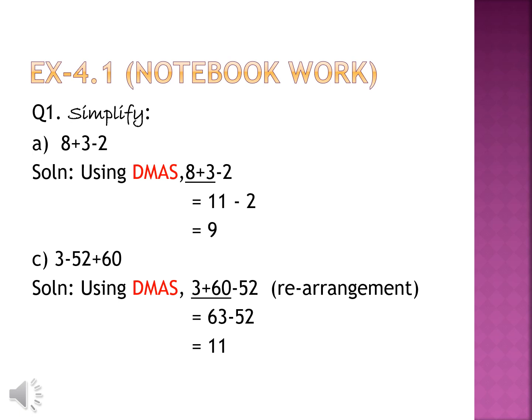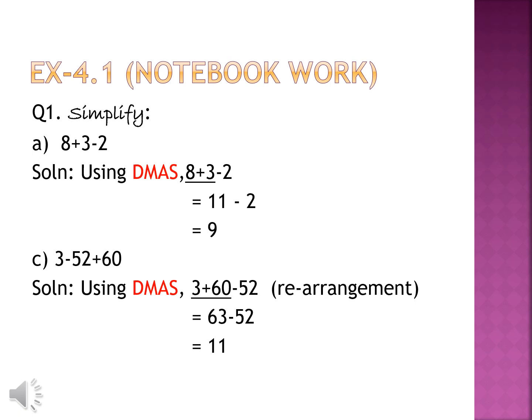A part, 8 plus 3 minus 2. So here we have addition and subtraction in the question. So we just did one point: when we have two operations, addition and subtraction, in the question, we have to be careful about the order, right? So using DMAS. I have not written BODMAS here because B and O, bracket and of, are not there in the question, so you can write DMAS here.